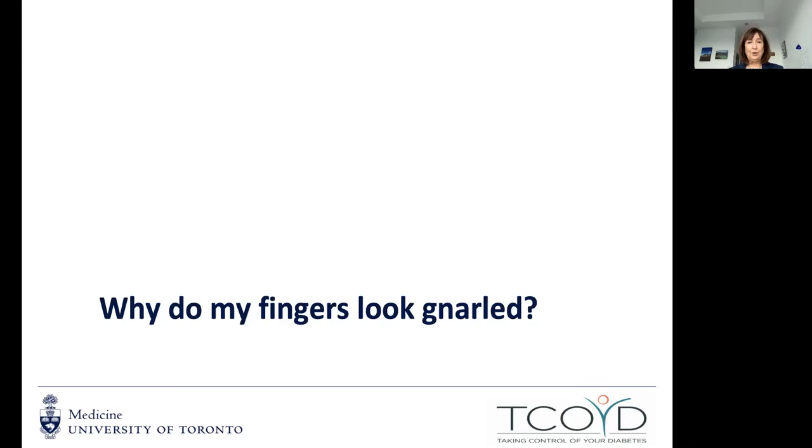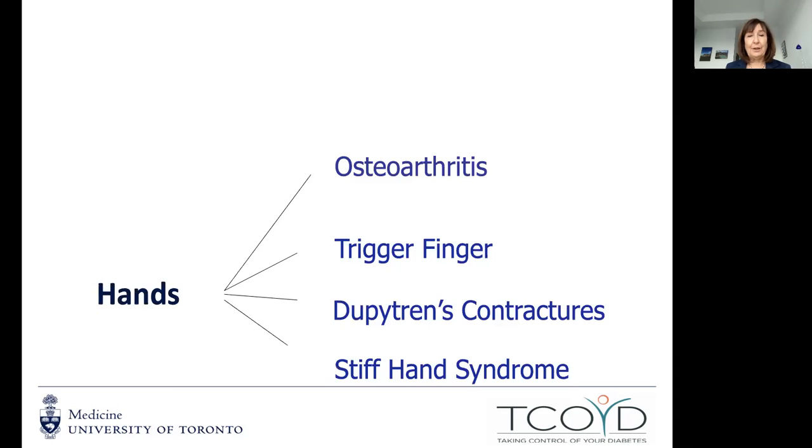So going on to phase 2, I thought, why do my fingers look gnarled? And there are, again, a lot of issues that we can look at from that. I'll focus on just a few of them. So we'll look at osteoarthritis. We'll talk about trigger finger, Dupuytren's contracture, and what's known as the stiff hand syndrome.